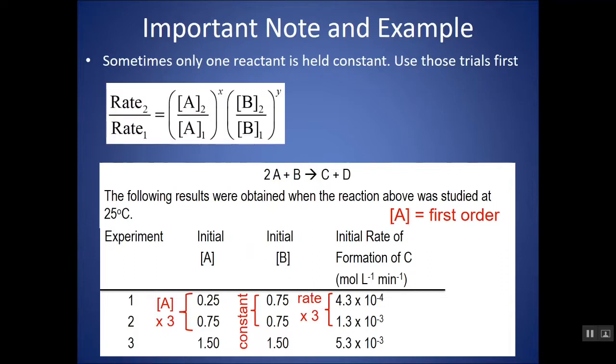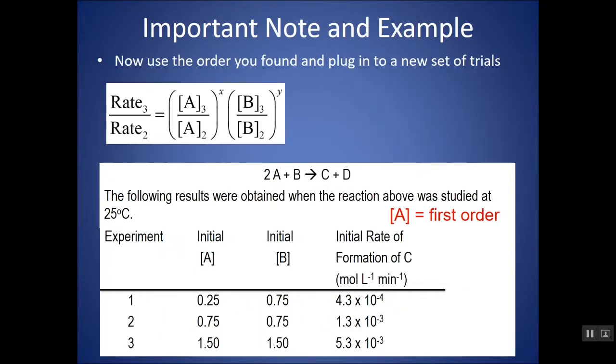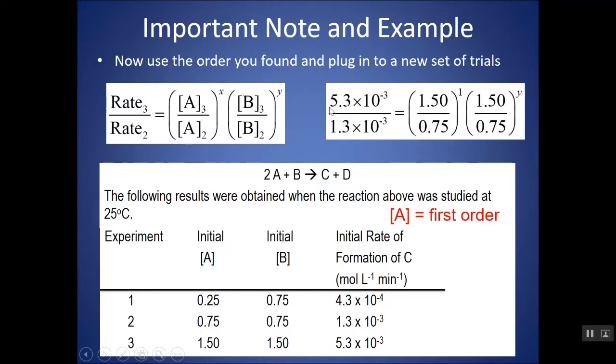So here I'm going to pick trials, let's say 3 and 2, because I want to pick trials where B is definitely changing, and unfortunately, like I said, A is not held constant. But if I solve for it mathematically, here's my ratio of the rates, here's A's concentrations in trial 3 over trial 2, and I know the order, so I'm raising it to the first power because I already found it's first order. And here's my ratio of B from trial 3 to trial 2.